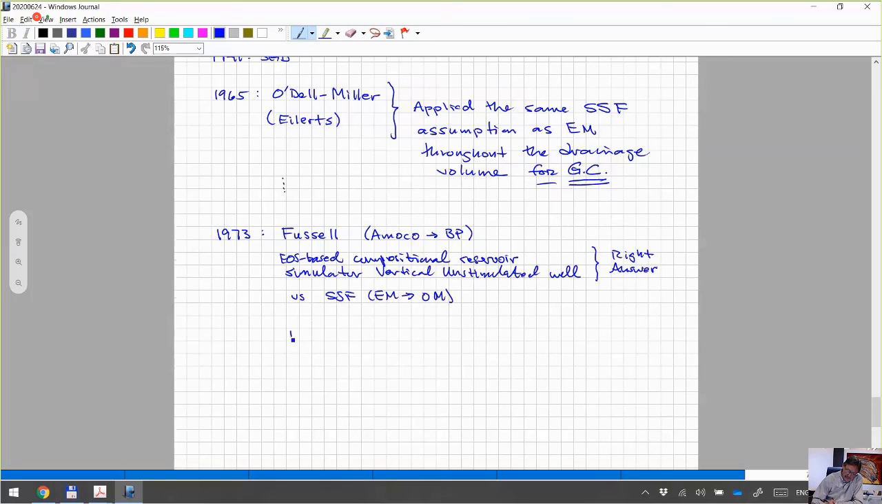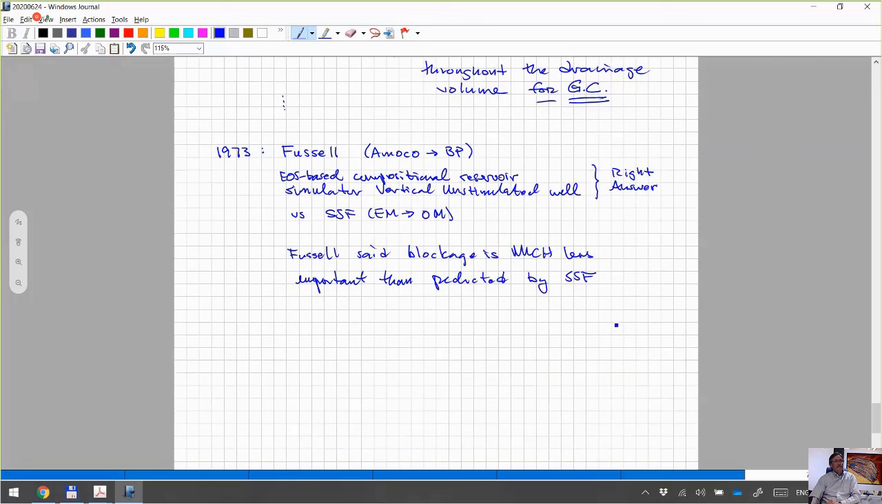So the Fussell work said condensate blockage is much less important than predicted by this steady state flow theory, and you shouldn't use steady state flow theory.